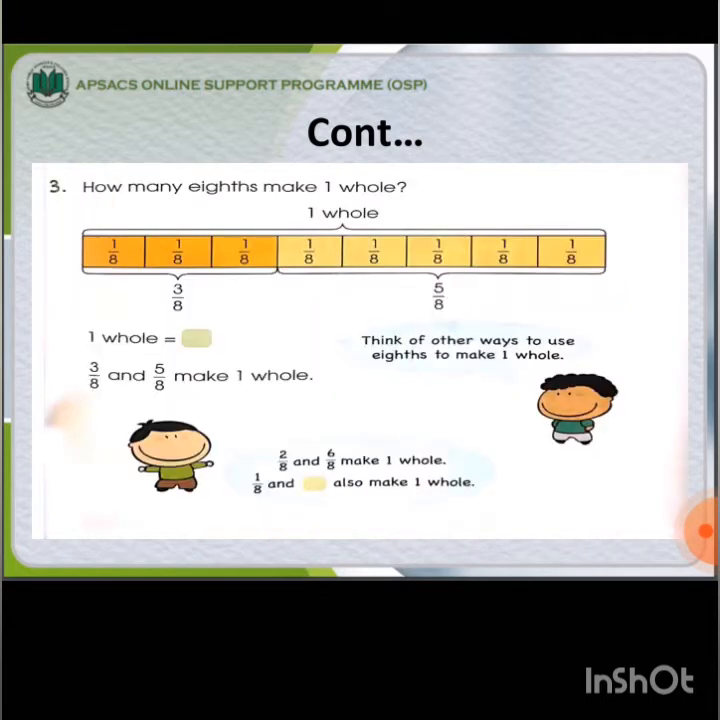Question number 3. How many 8s make one whole number? Orange part is 3 by 8 and the yellow part is 5 by 8. So 3 by 8 plus 5 by 8 will make one whole number. So add 5 plus 3, which is 8. So 8 by 8 will make one whole number.